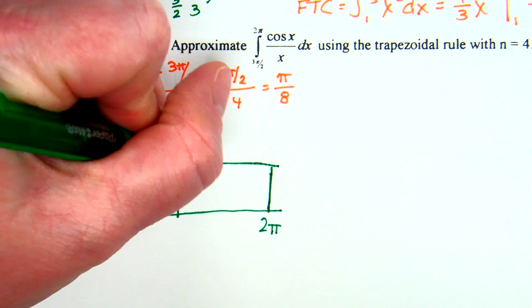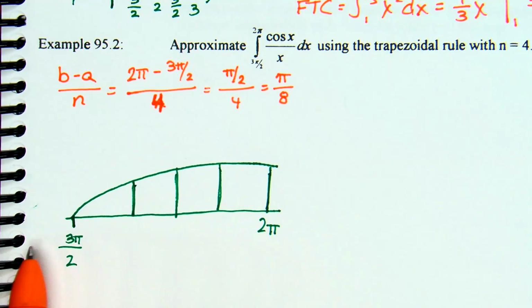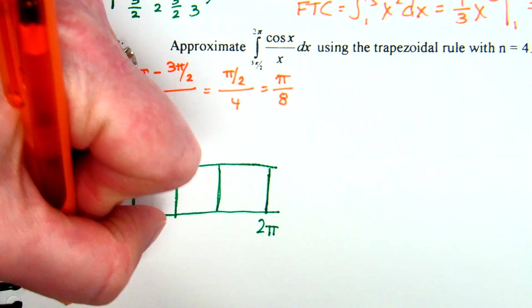12 pi over 8? You see where I'm going with this? Because I need those values, don't I? So if that first one is 12 pi over 8, and then each one is pi over 8 wide, what's my next piece? 13 pi over 8. 14 pi over 8. 15 pi over 8. And, does it work out?